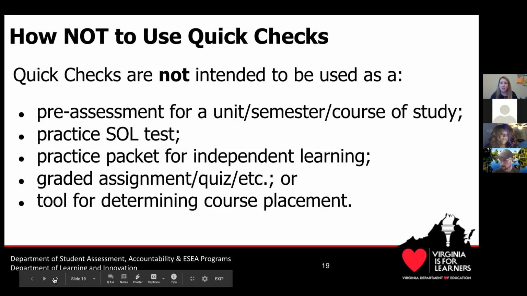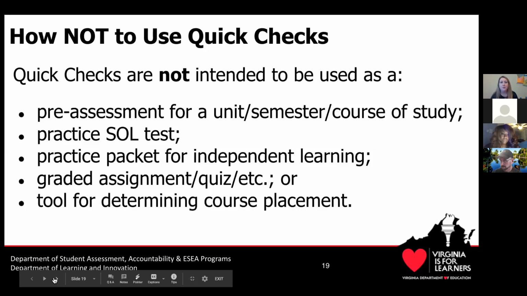You'll notice most all of the quick check questions are open-ended and require some type of explain your thinking. How do you know within their question, right? Because we really want to get to what students understand. Right? What are they thinking and how are they coming up with their answer and what process are they using? So they're open-ended questions, not designed to be a practice SOL.